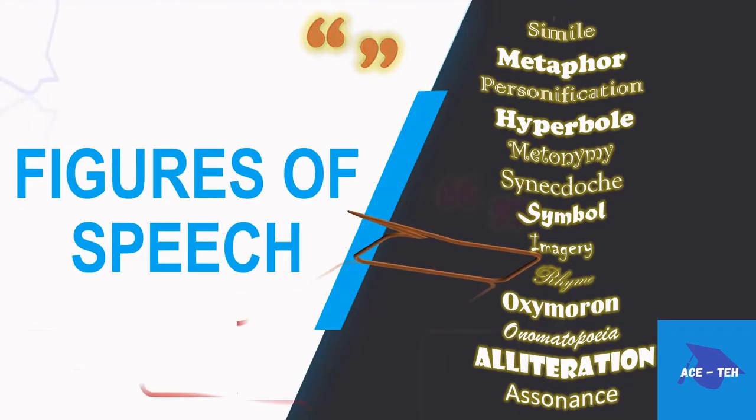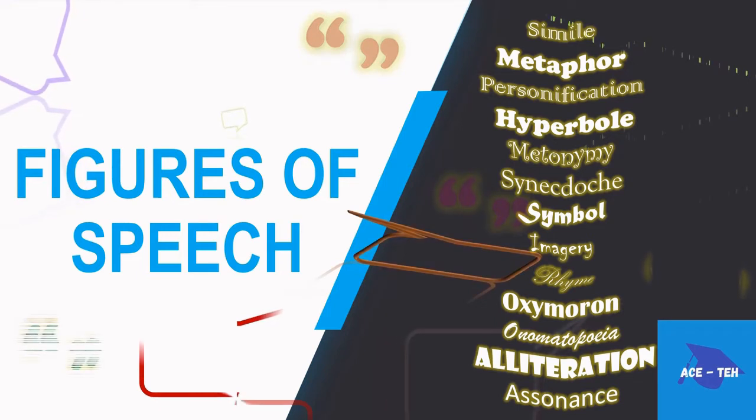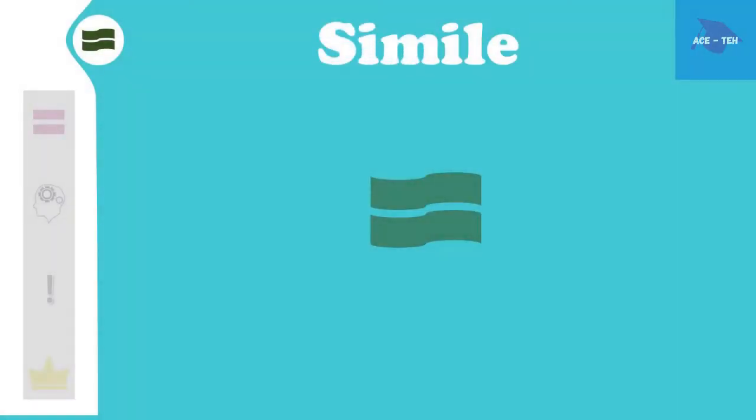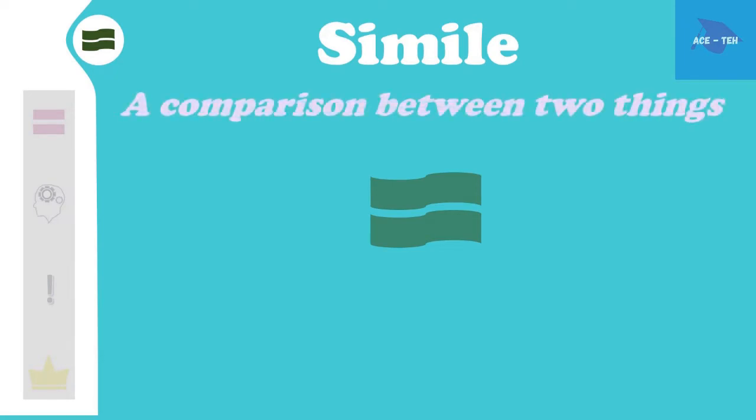Let's look at the most widely used figures of speech. And we'll be learning figures of speech today with our most loved songs. First up is simile. A simile draws a comparison between two things. That is, it compares two different things. An easy way to spot a simile is to look for the words like or as.